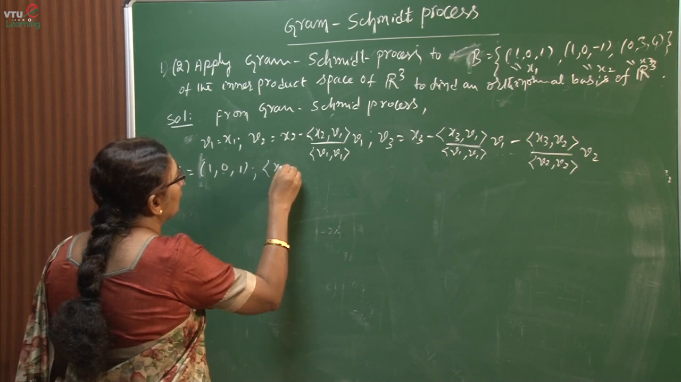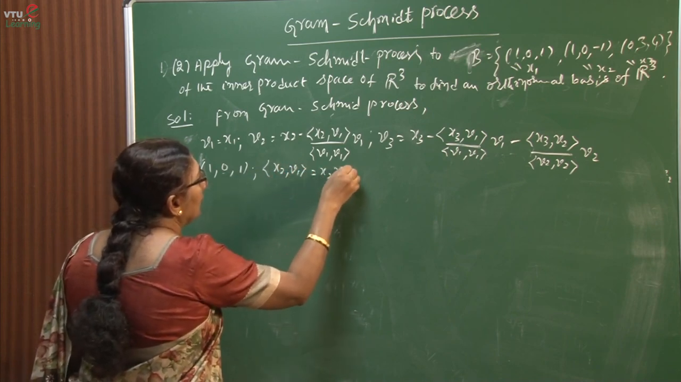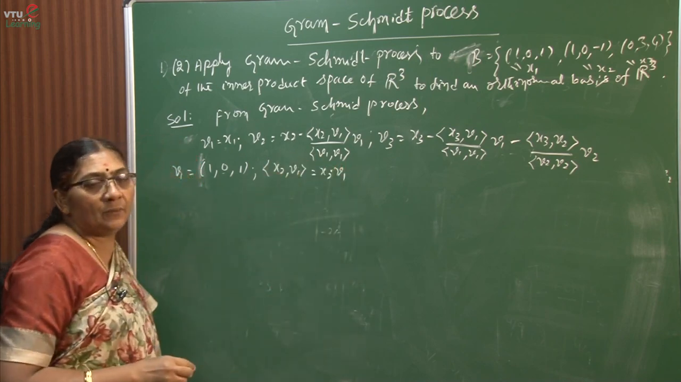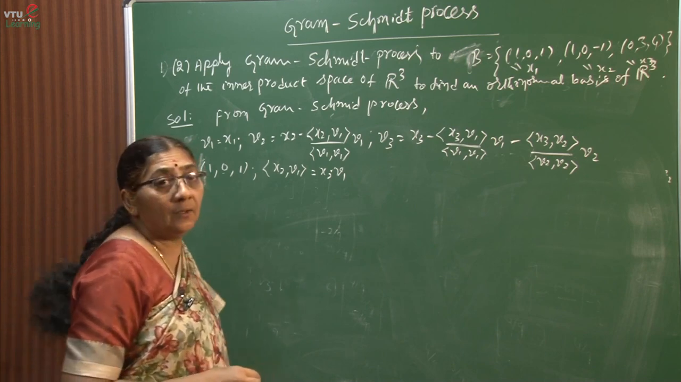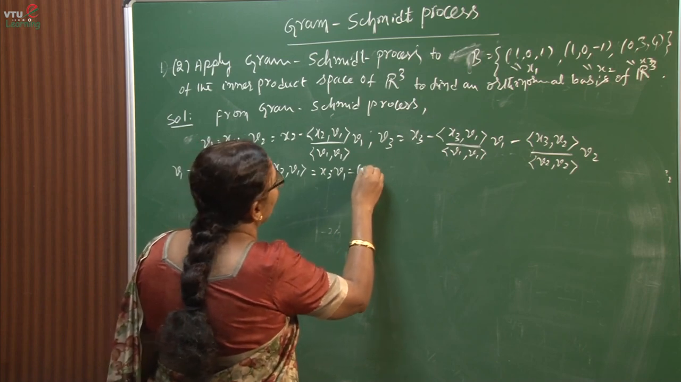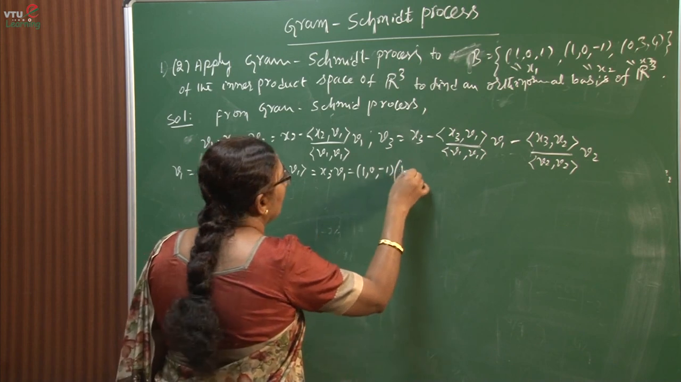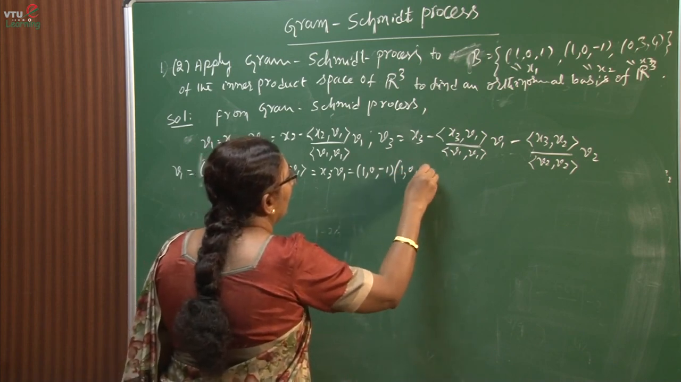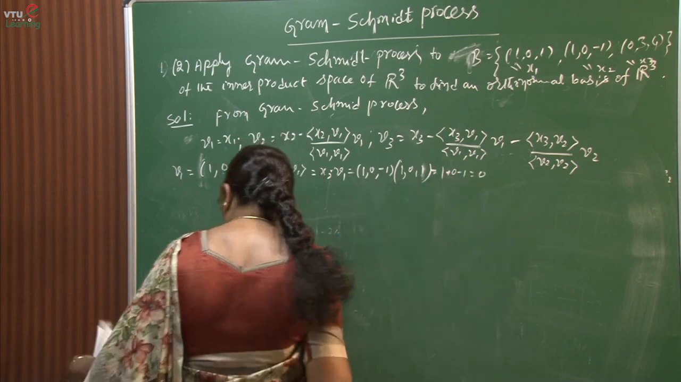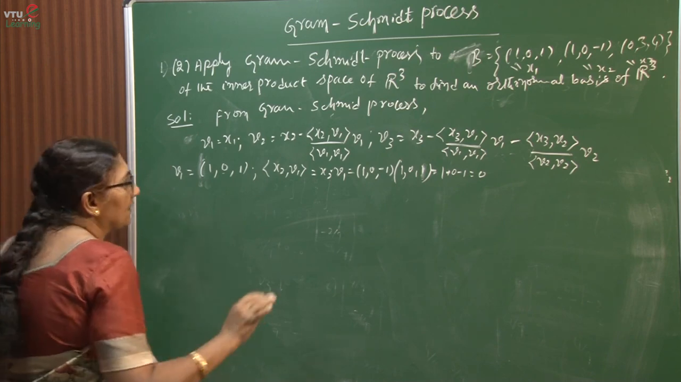Next, we want to find v2. First, find the inner product of x2 comma v1. Observe carefully, I have purposefully taken this problem. This is a row vector, therefore our formula for inner product is x2 dot v1. The value of x2 is (1, 0, -1) dot v1, (1, 0, 1). Now, what do we get? 1 plus 0 minus 1, we get 0. So the inner product of x2 comma v1 is 0, do not worry.